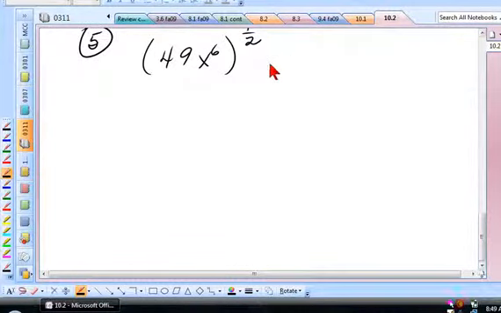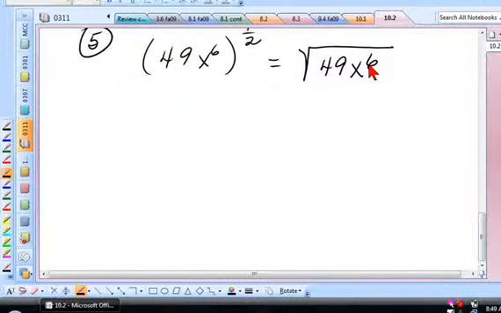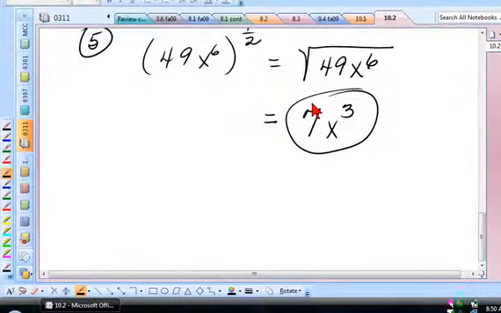All right. So to write it in radical notation, which is what the instructions said first, the index is 2. I don't put a 2, but I do put inside here 49x to the 6th, the whole thing. And now can you simplify that? Yes. What's the square root of 49? What's the square root of x to the 6th? X to the 3rd, and I'm done. And the instructions said, write it in radical notation. Simplify it if you can.